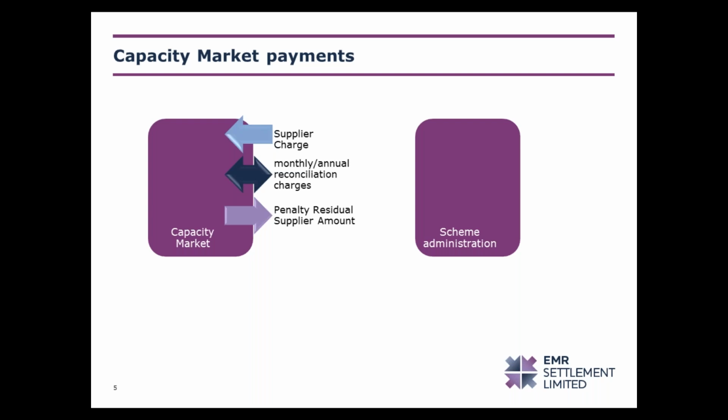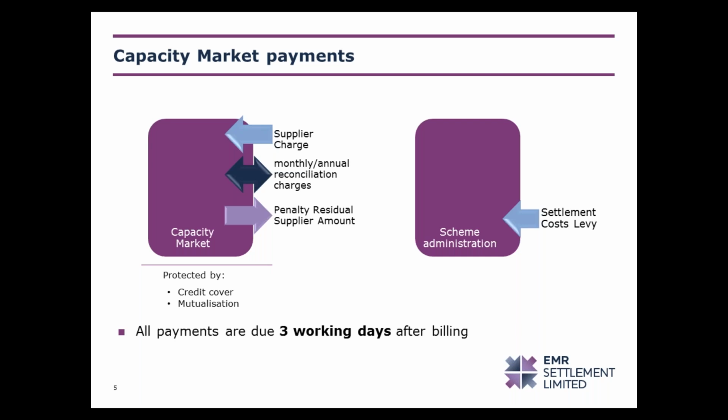The second group is to fund the scheme administration. We're not going to go through the settlement cost levy today, as this should be business as usual by now. The first pot is protected by credit cover and a process called mutualisation, which we'll come back to later. But just to highlight, as it's different from the CFD scheme, all payments are due 3 working days after billing. So it's quite a quick turnaround time. Make sure you pay your invoices quickly, please.